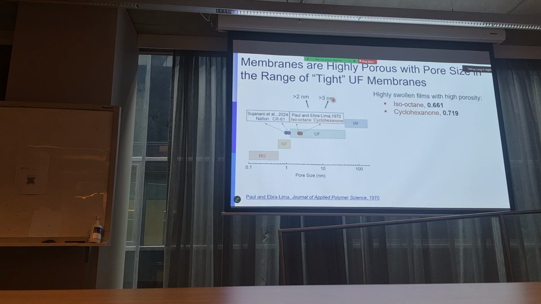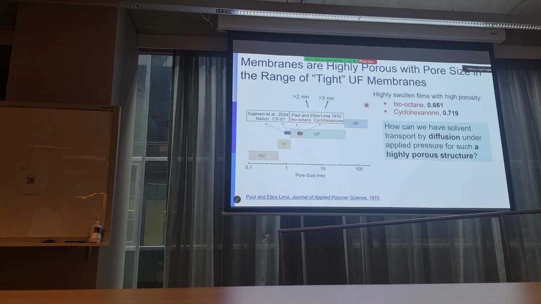And more striking, they reported that with isooctane, 0.66 volume fraction of the film was solvent. It was very, very highly swollen, with less than 40% being the polymer. With the other solvent it is 0.7. Super highly swollen. So imagine this super highly swollen membrane with such large pores. How can we have solvent transport by diffusion under applied pressure with such a highly porous structure?